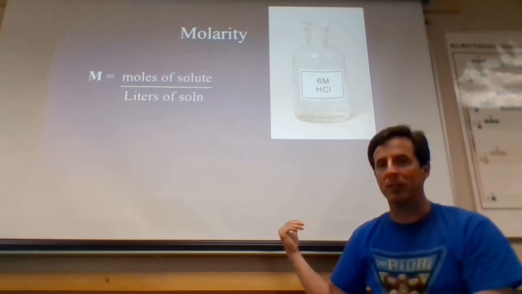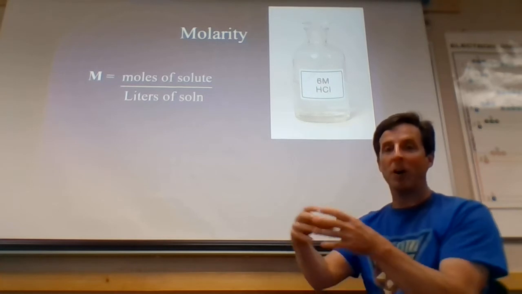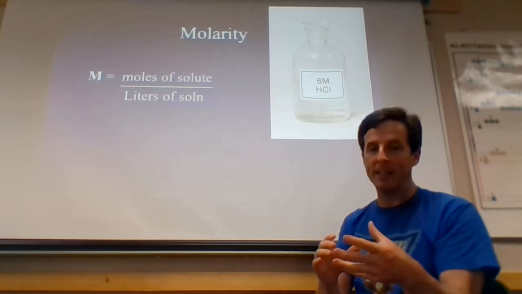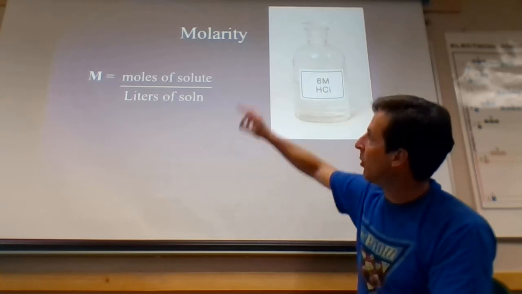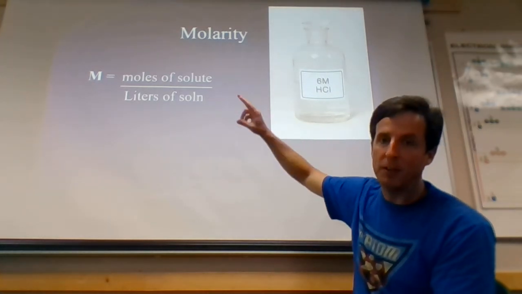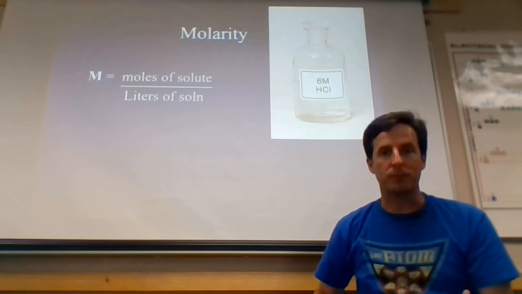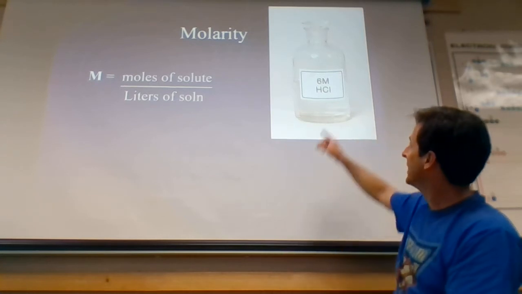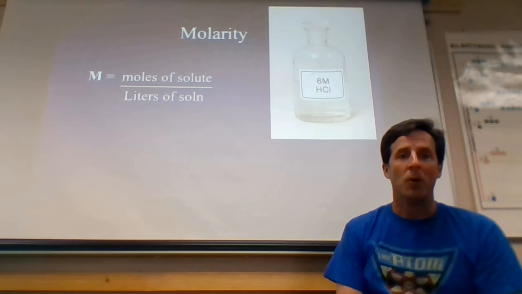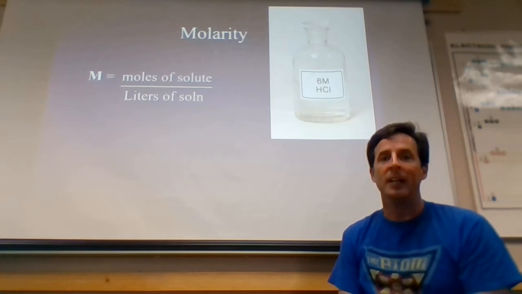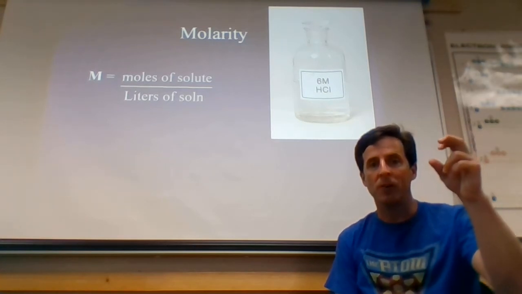When you have a mixture, a given volume of the solution, which has water and HCl in there, it's going to be the moles of the HCl on top and the volume of the solution on the bottom. It gives me a ratio that I can use. If I have 6 molar HCl, what that means is it's 6 moles of HCl per liter.